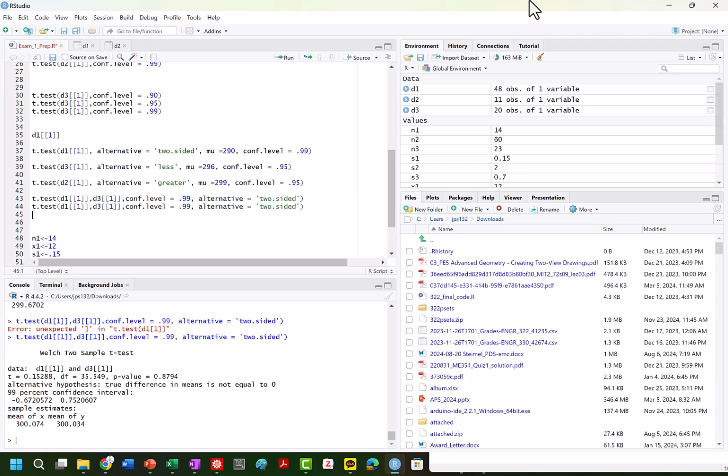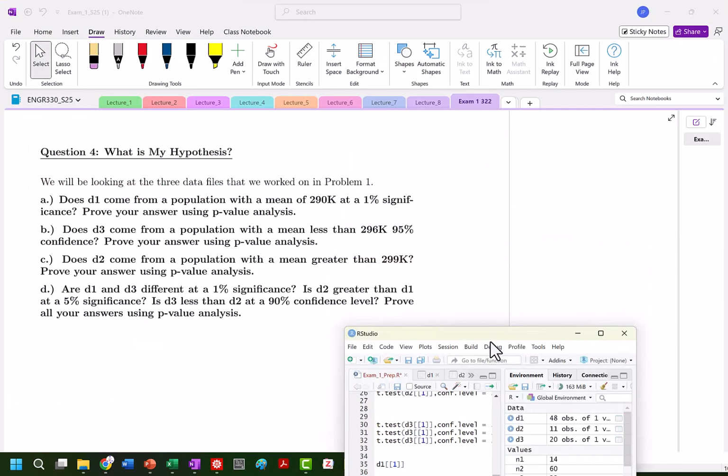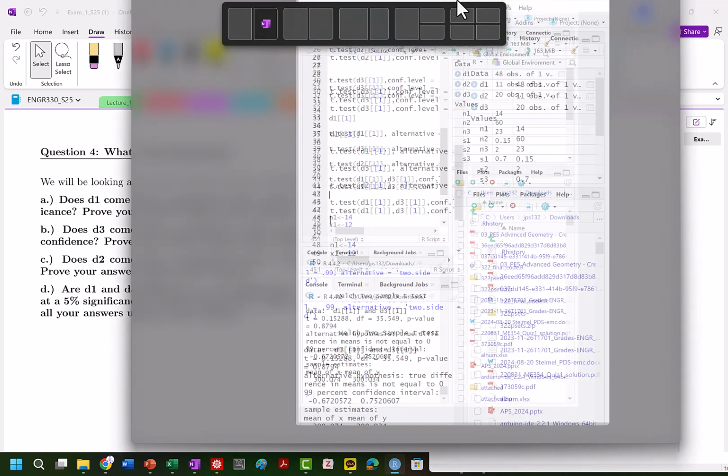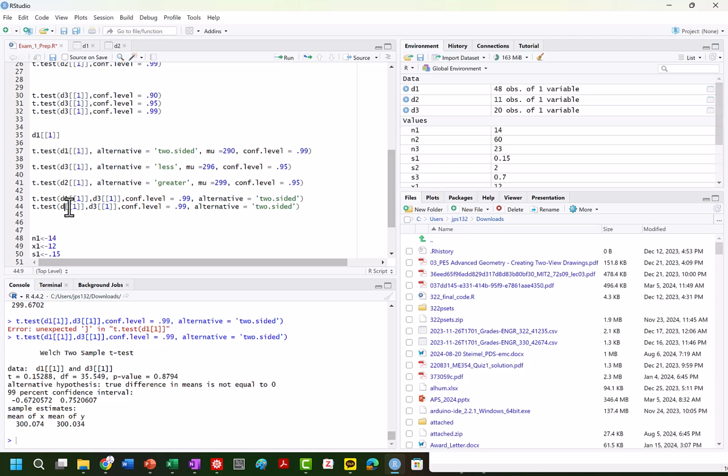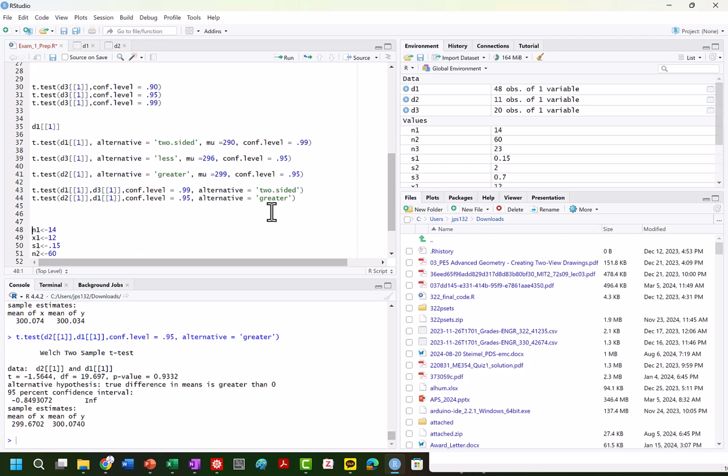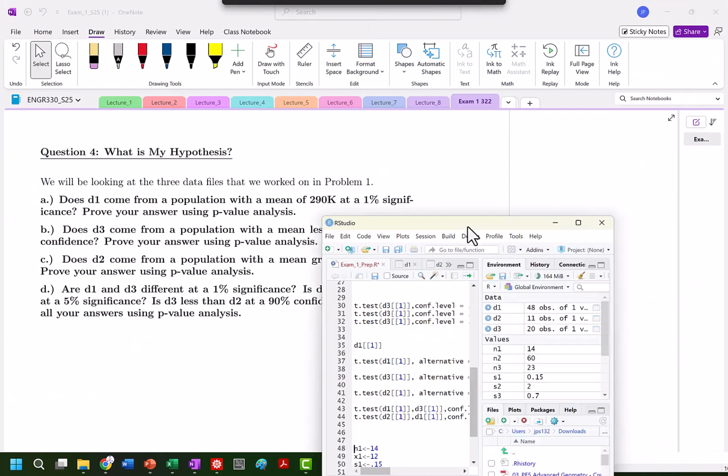Let's go to the next one. Is D2 greater than D1 at a 5% significance? So D2 greater than D1 at a 5% significance. Greater. The p-value, nope. So that is also a do not reject.